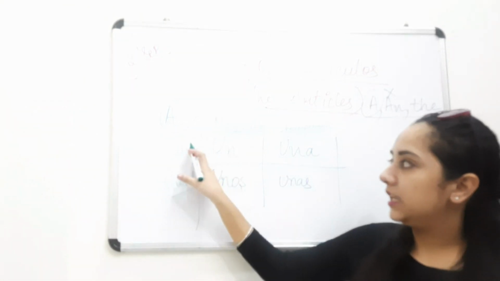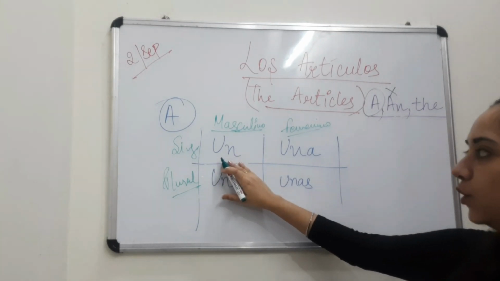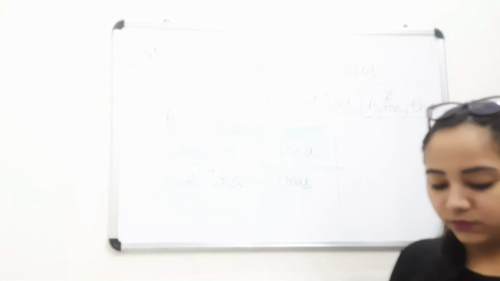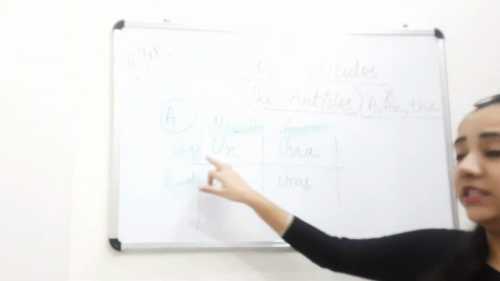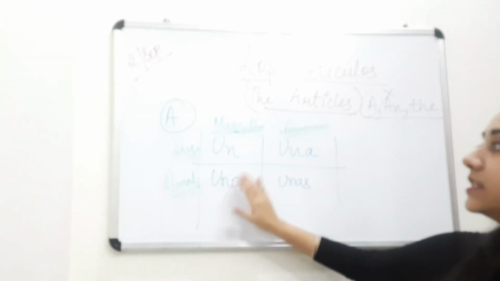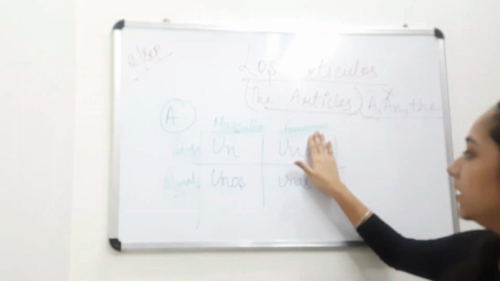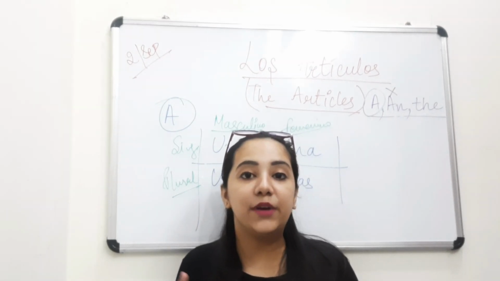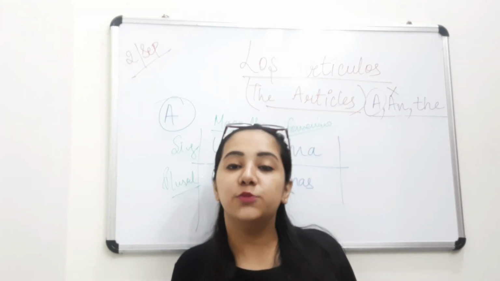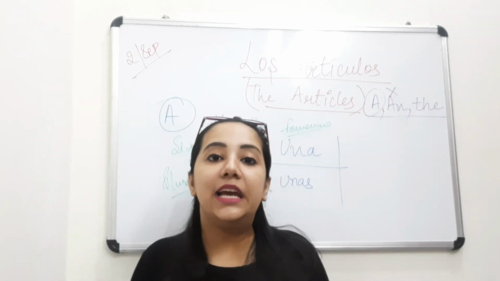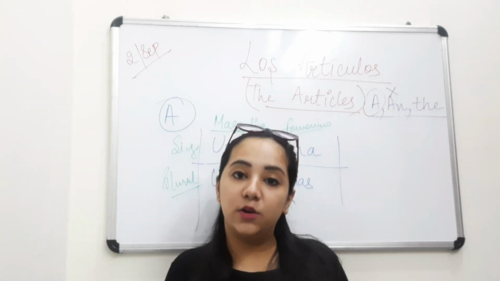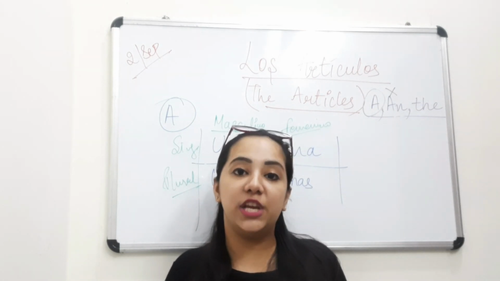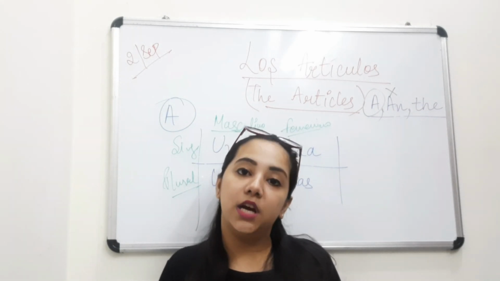Okay, this is the singular. Un is for the masculine singular. Una is for the feminine singular. Then unos is the masculine plural and unas is for the feminine plural. Now whenever you want to put an article in Spanish, first you will identify the gender. Whenever you put an article in Spanish, first you will see the gender of that noun or object. Then you will put the article.